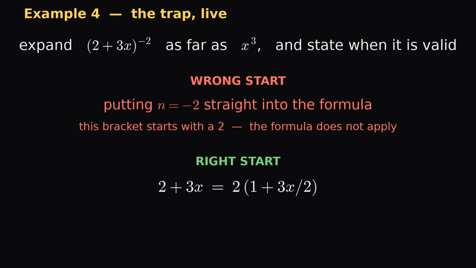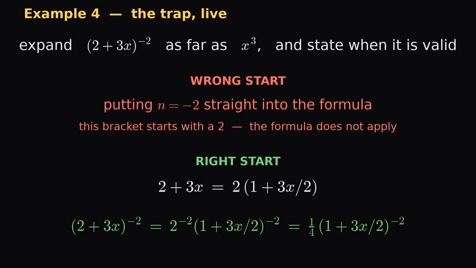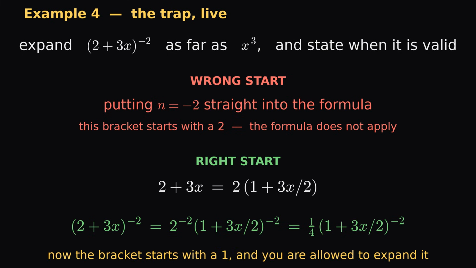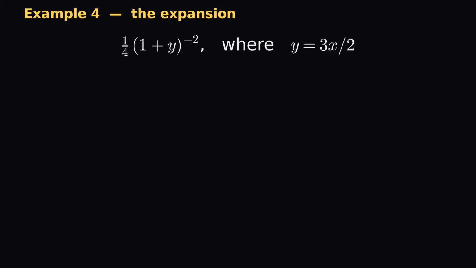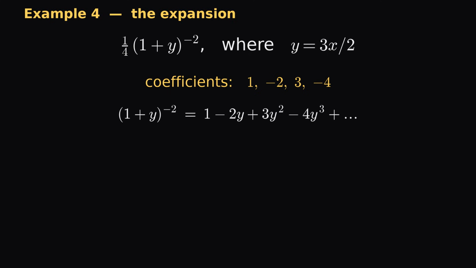2 plus 3x is 2, times 1 plus 3x over 2. So the whole thing is 2 to the minus 2, times (1 plus 3x over 2), all to the minus 2. And 2 to the minus 2 is a quarter. Now the bracket starts with a 1, and you are allowed to expand it. So expand (1 plus y) to the minus 2, where y is 3x over 2. The chain gives coefficients 1, minus 2, 3, minus 4. So 1 minus 2y plus 3y squared minus 4y cubed.